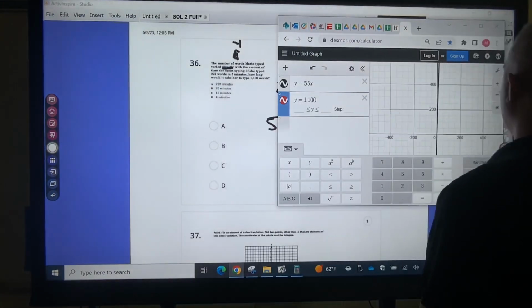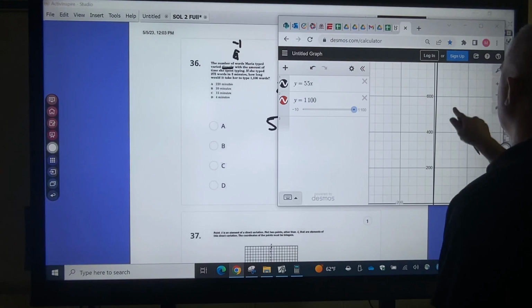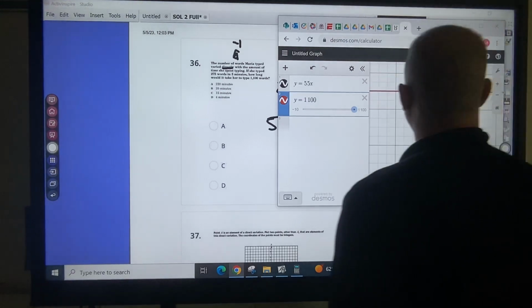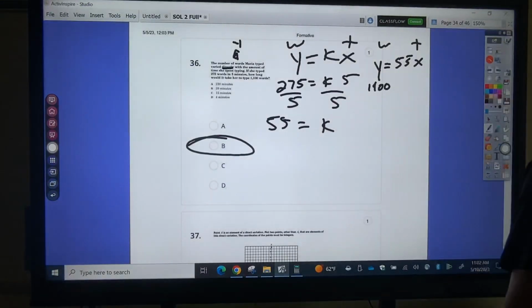I'm going to zoom out a bunch, find where that crosses. I'm going to have to zoom in just so I can see it. Okay, that's going to be 20, which is B. Okay, all right. Okay, 37.